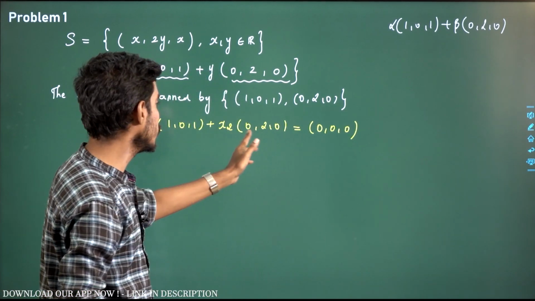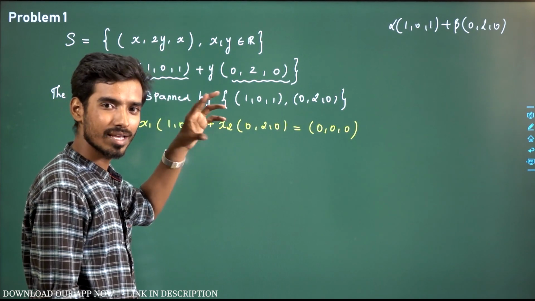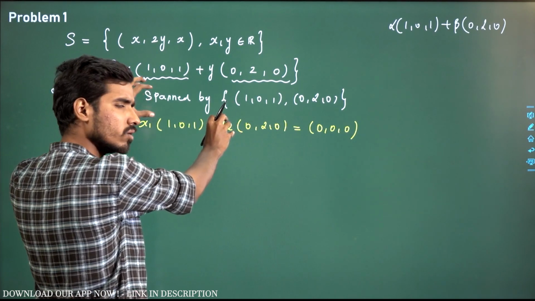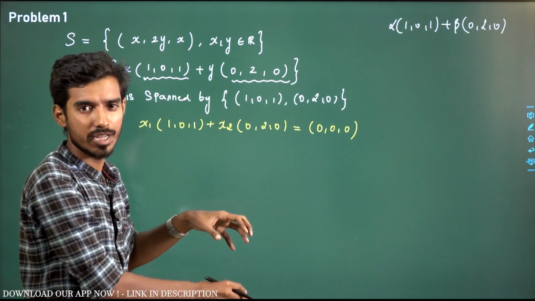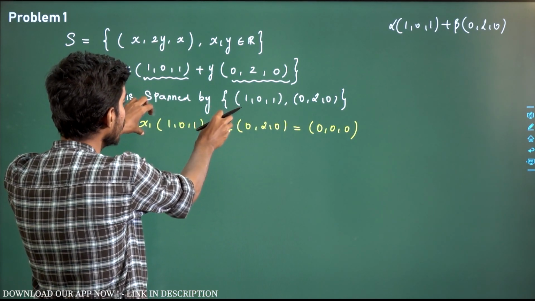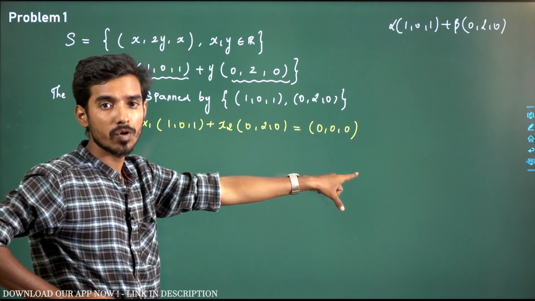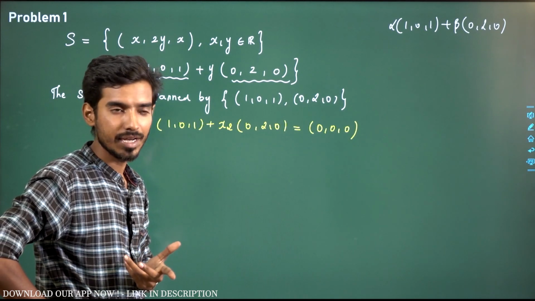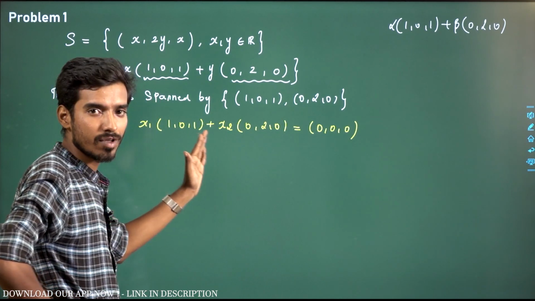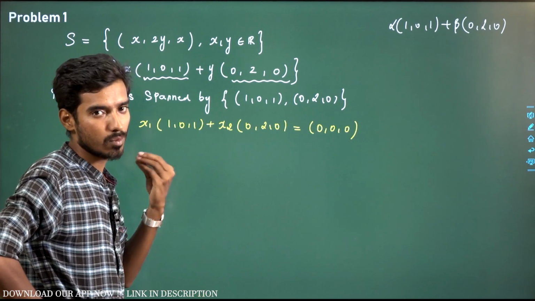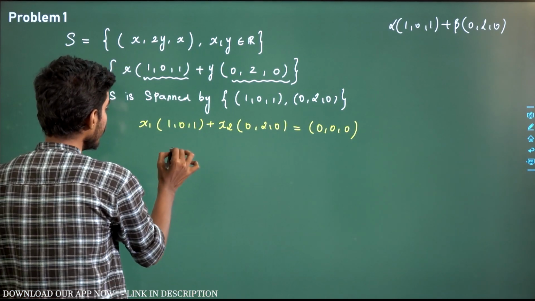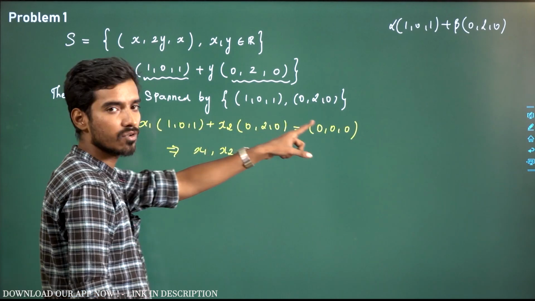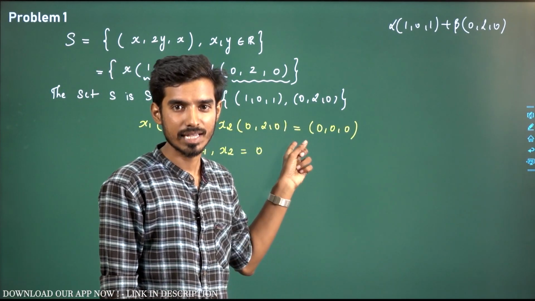Obviously this will be equal to 0 only when x1 and x2 are 0. You cannot find x1 and x2 such that if you plug them in and add it up, it gives you a zero vector. The only possible x1 and x2 are both equal to 0. Or else you can form a system of equations and solve it also. Naturally this implies that x1 and x2 both have to be equal to 0. You cannot find a non-zero x1 and x2 such that this happens.